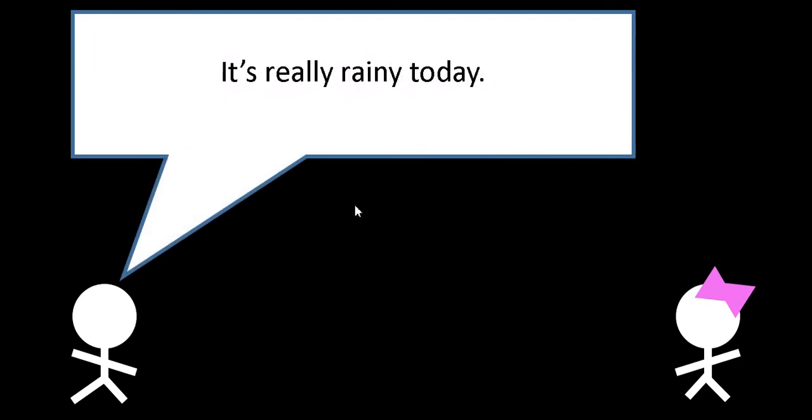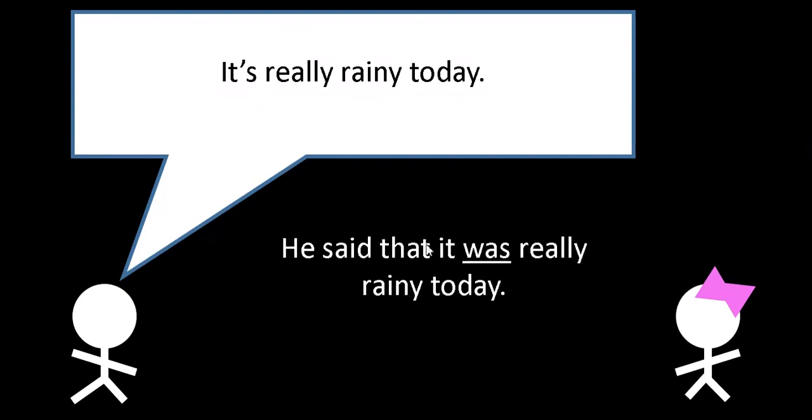All right, next he says, it's really rainy today. Our verb is right here in it's, so change it to the past, it was. He said it was really rainy today. A good point to notice also is that this that here is optional. It doesn't really matter if you include it or not. If you do, it sounds a little bit more formal.